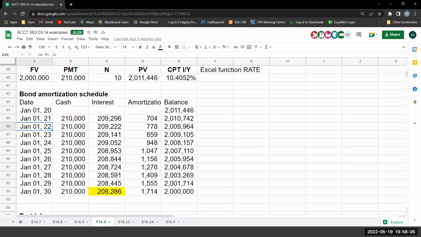So December 31st, 2021, debit interest expense $209,222, credit interest payable $210,000, the difference, debit bonds payable $770. December 31st, 2024, debit interest expense $208,953, credit interest payable $210,000, difference, debit bonds payable $1,047. Et cetera, et cetera.